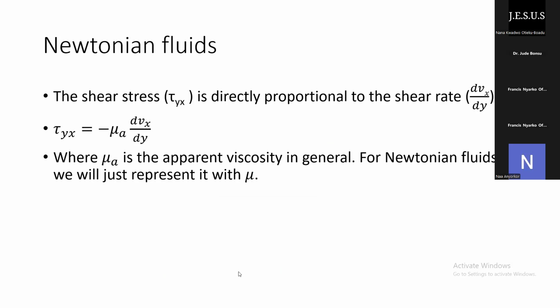Now, with the Newtonian fluids, they obey Newton's law of viscosity, which states that shear stress is directly proportional to the shear rate. And to get rid of the proportional sign, we bring a constant here, and this constant is called apparent viscosity for non-Newtonian fluids. But for Newtonian fluids, it's called viscosity or just dynamic viscosity. So Newtonian fluids are a type of fluids that obey Newton's law of viscosity, which is this.